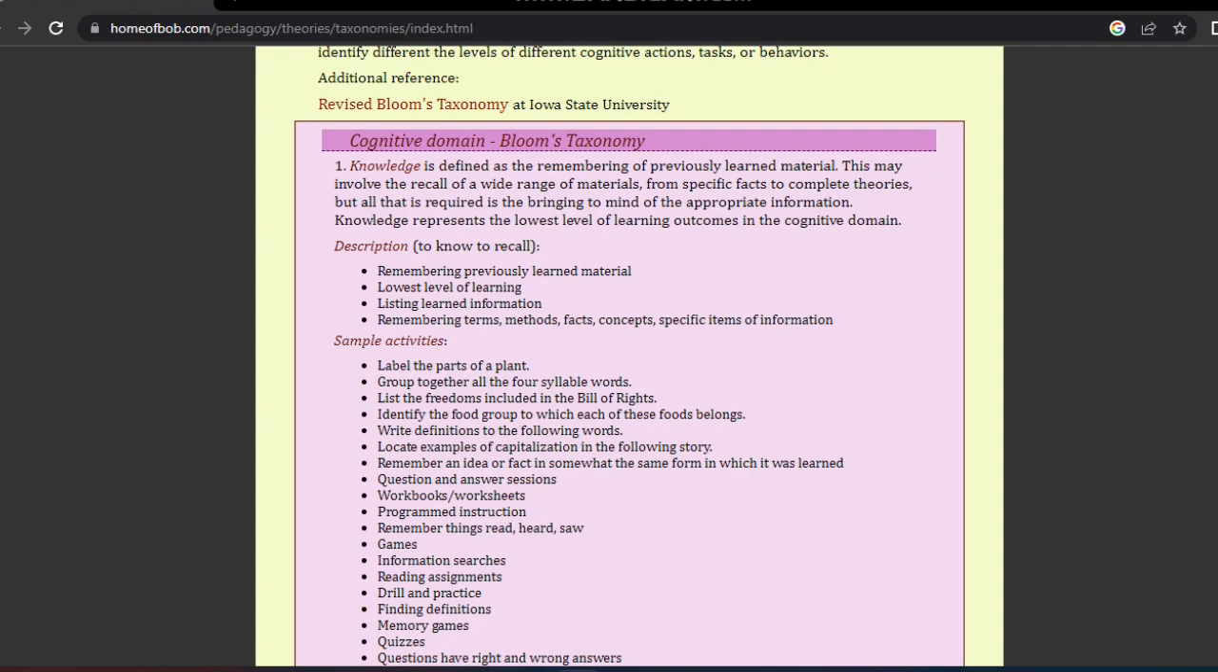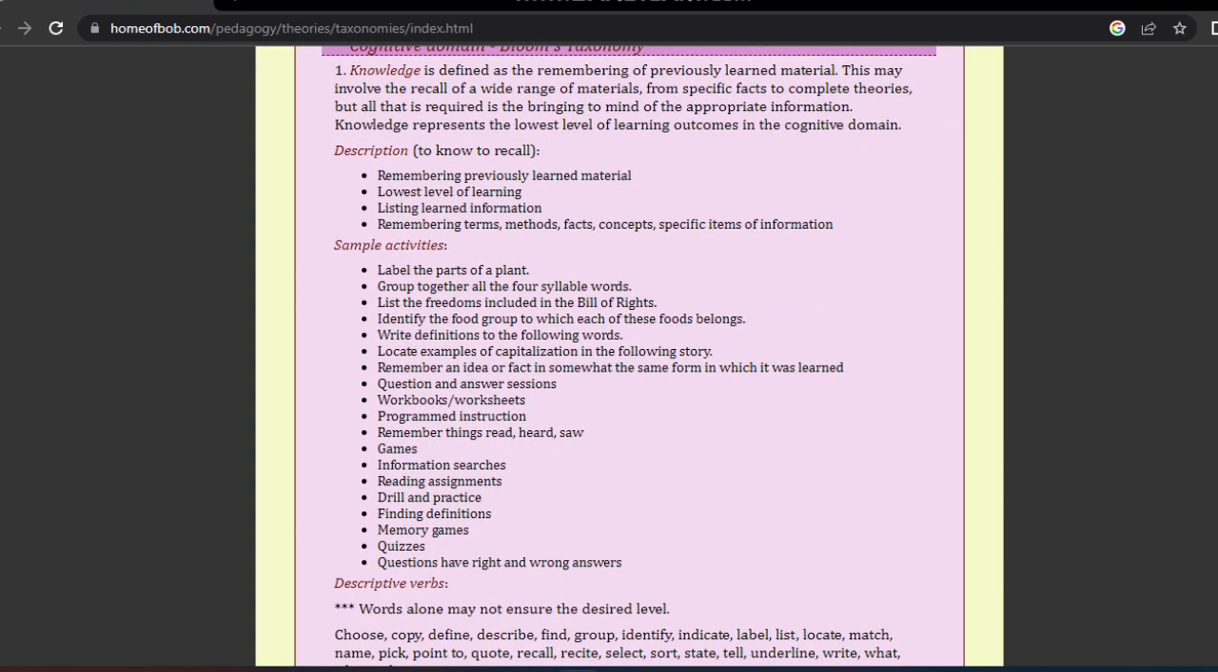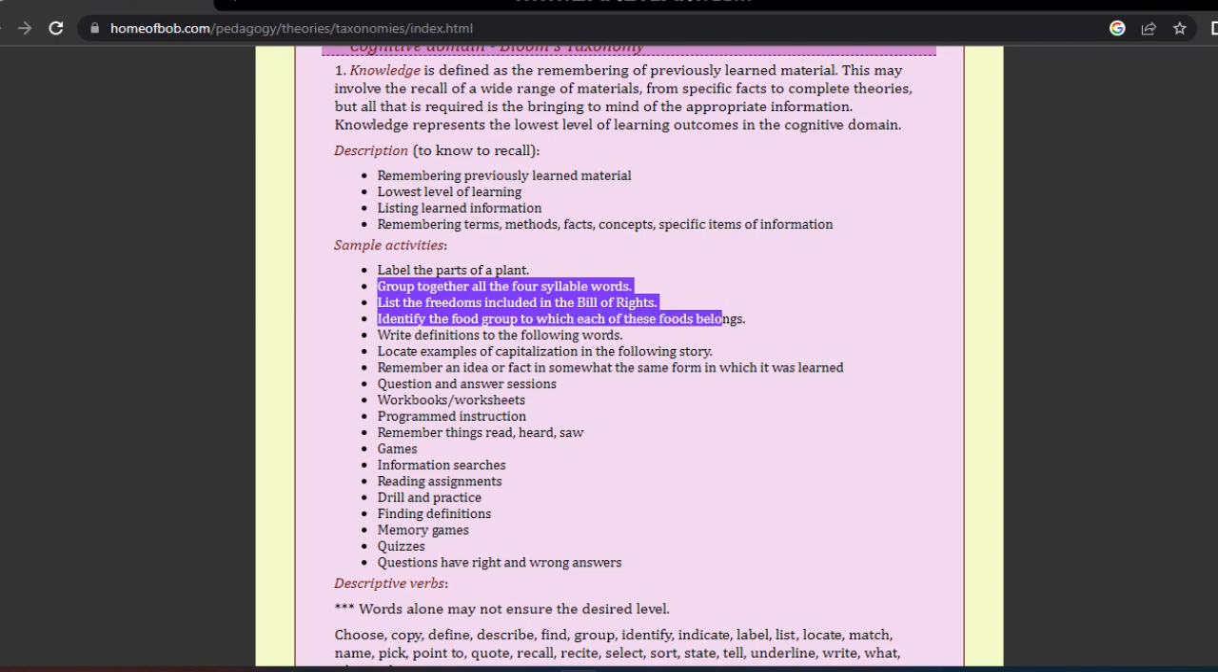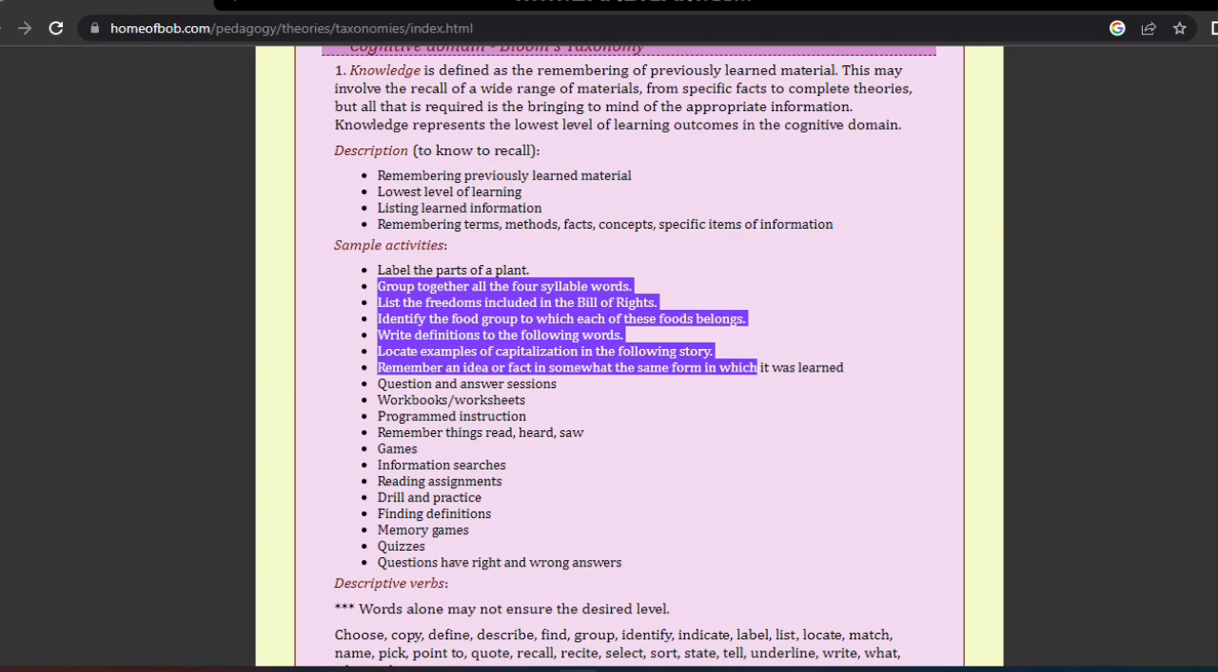Okay, what are the sample activities in this? Sample activities are: label the parts of a plant, group together all the four syllabus words, list the freedoms included in the Bill of Rights, identify the food group to which each of these foods belongs, write definitions to the following words, locate examples of capitalization in the following story, remember an idea or fact in some form the same as in which it was learned.